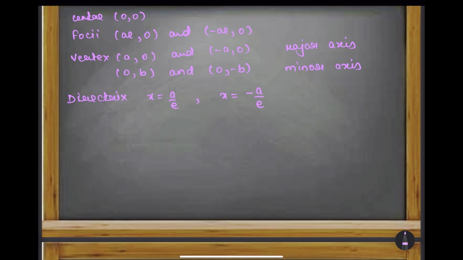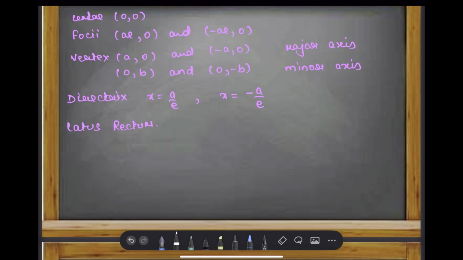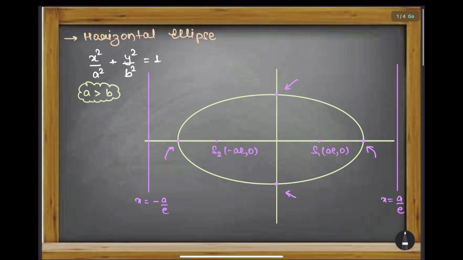Now suppose that we are interested in latus rectum. You know that latus rectum is a chord perpendicular to the axis of the ellipse. Also it is passing through focus, correct? I am talking about this white line, the length of latus rectum.